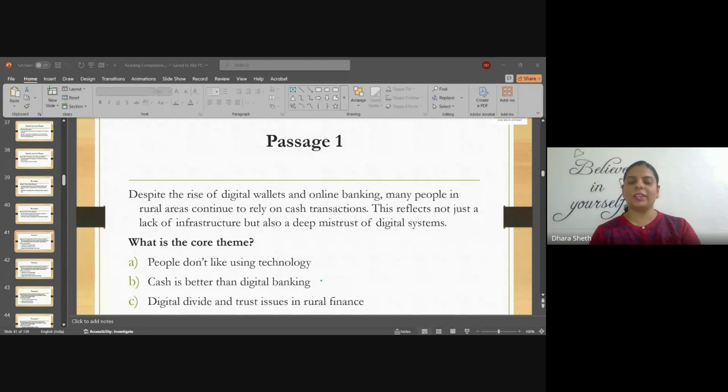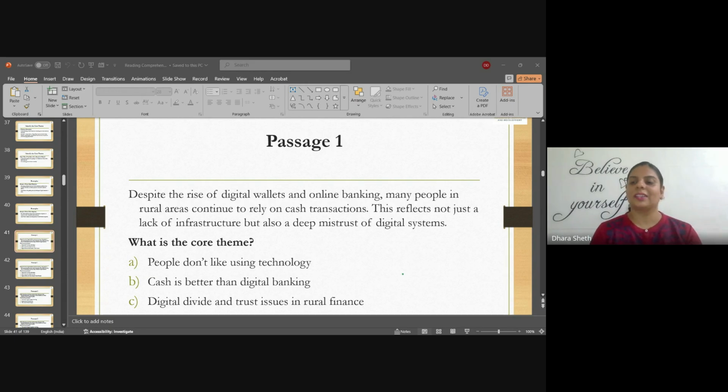Okay, so see here, first it talks about rise of digital banking. Then it says in rural area people rely on cash transactions. So what does this reflect? Not just a lack of infrastructure but also a deep mistrust of digital systems. So your answer C is correct.